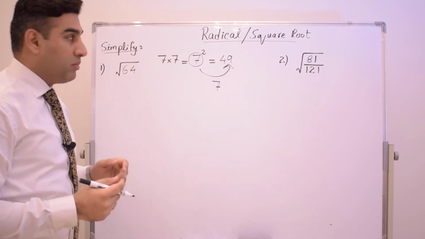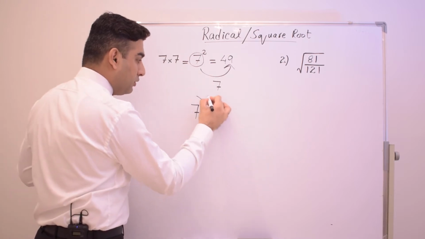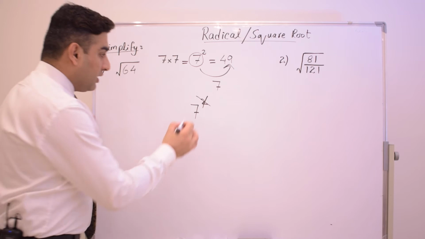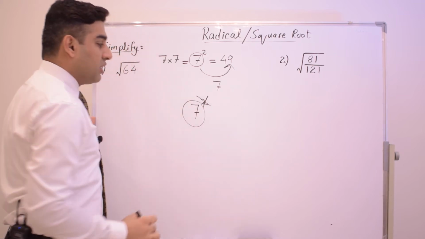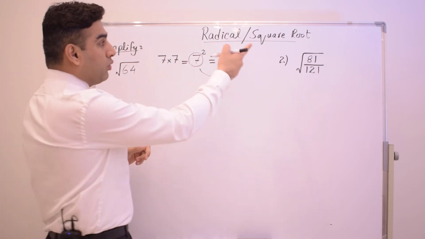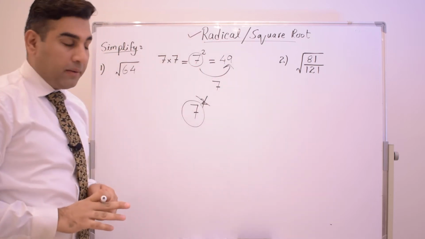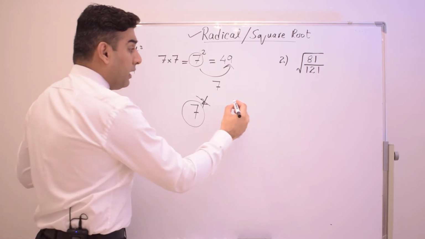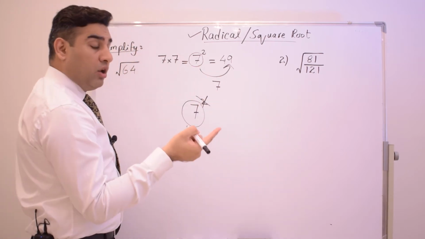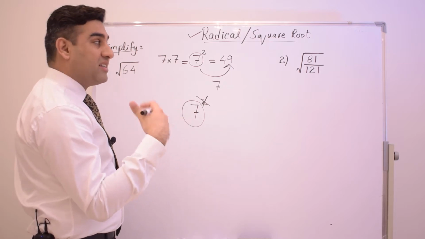What does it mean? It means that if you remove this power 2, the number which comes is called the square root. Now guys, the square root we also call the radical. So if we want to find the radical or the square root, we are going to find the same thing.